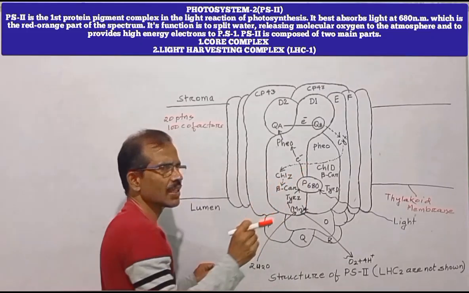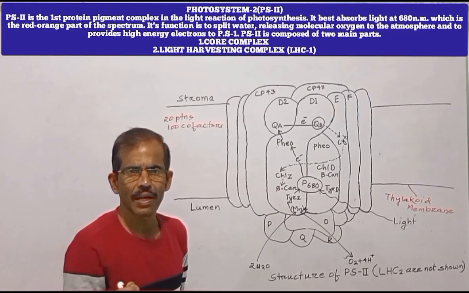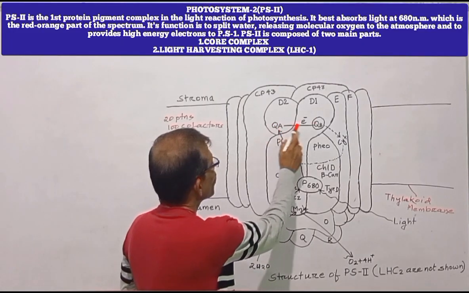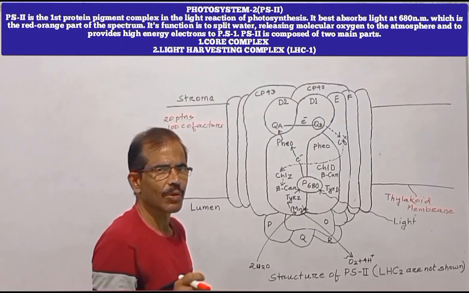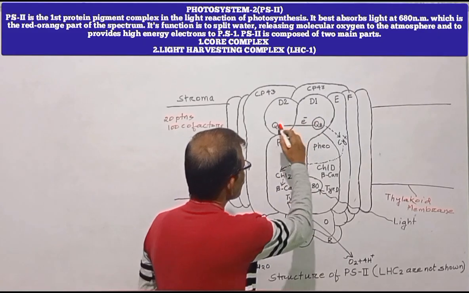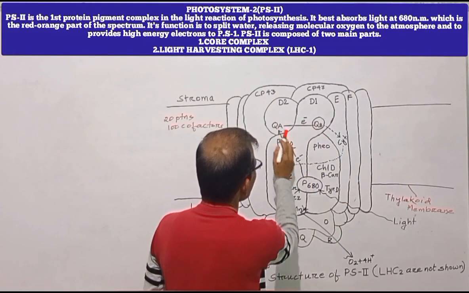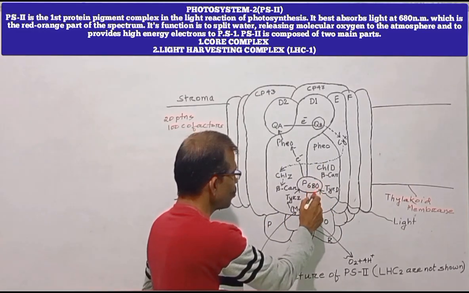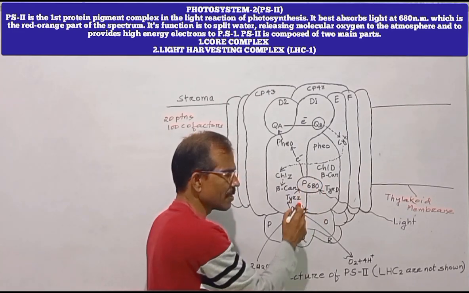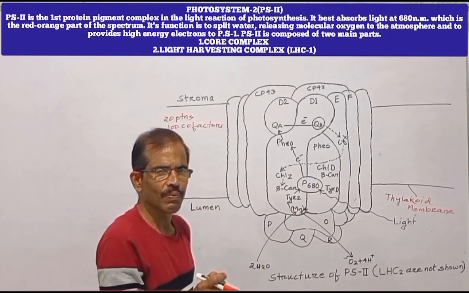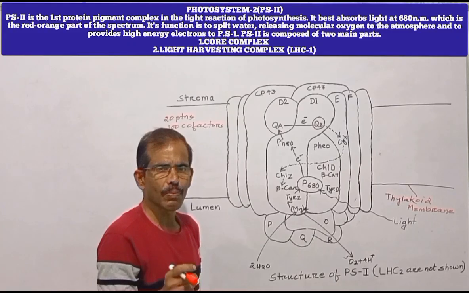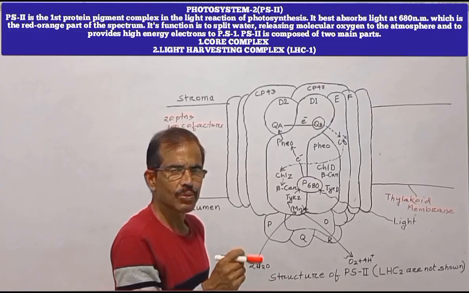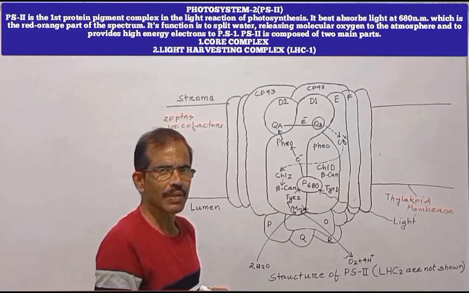D1 and D2 physically hold the reaction center and other components such as pheophytin, plastoquinone A and B that pass electrons along. These are the two protein molecules. This is D1 and that is D2. The reaction center of PS2, known as P680, contains a pair of specialized molecules of chlorophyll A. It is the reaction center at which the actual photochemical reaction takes place.